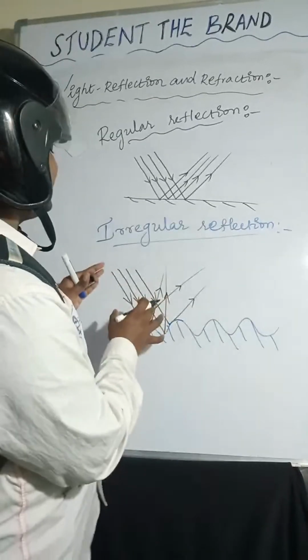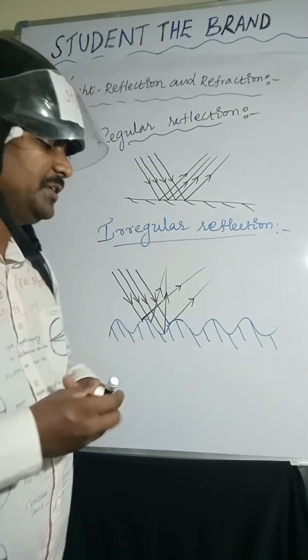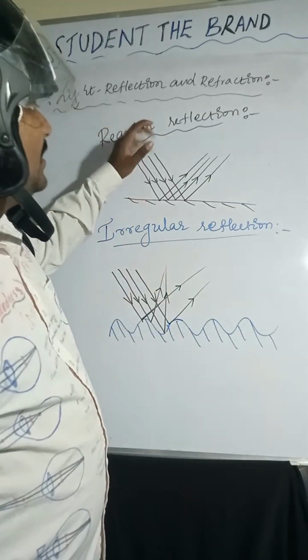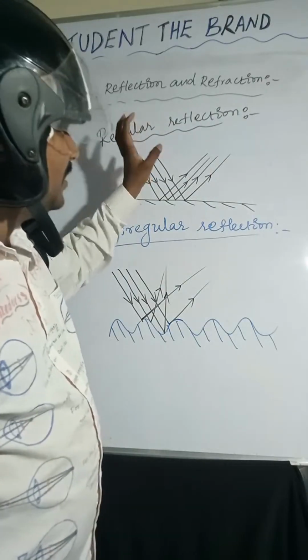Incident light rays are parallel, but reflected light rays are not parallel to each other. So this type of reflection is called irregular reflection. Here, incident light rays are parallel, and reflected light rays are also parallel to each other. So this type of reflection is called regular reflection.